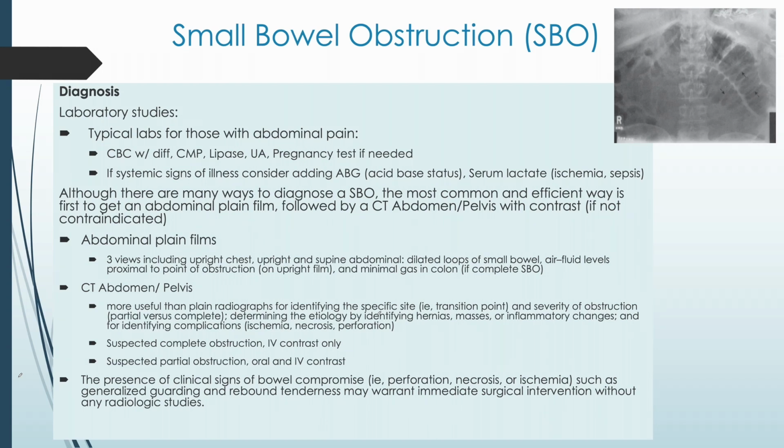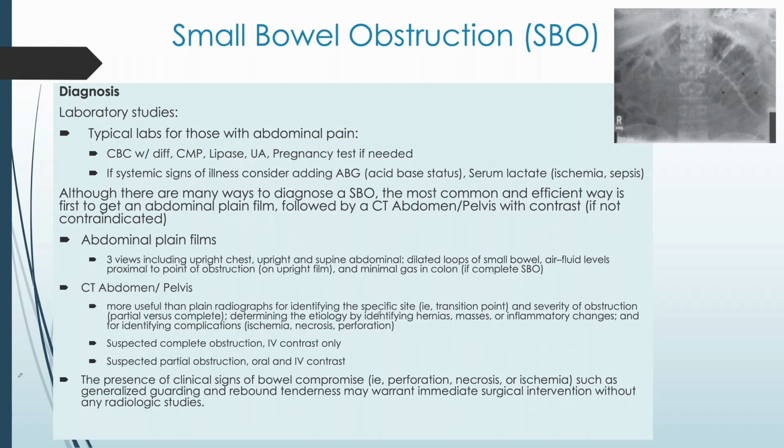Remember, you're always considering the systemic signs of illness, and if they do show a little fever, hypotension, or rebound tenderness on exam, or excessive vomiting, you're going to want to consider adding an ABG looking for acid-base status, and a serum lactate, which is looking for bowel ischemia and sepsis.